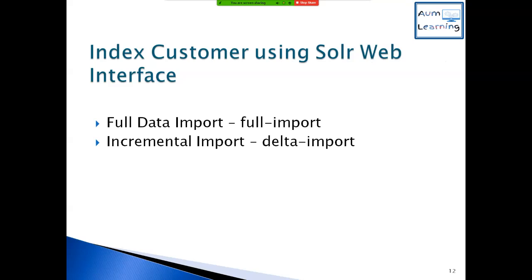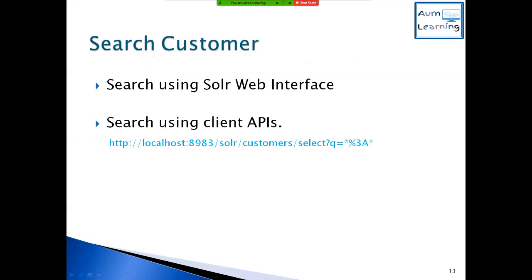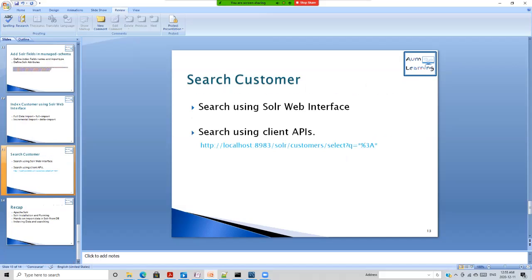Incremental data import does only a delta import, meaning anything that changed. Let's say you have a customer table and you want to index everything, then you can run full data import. But after half an hour only one record has been updated, and you want to import only that record and don't want to do a full import. In that case, you can use incremental import. So we can see it in the UI.